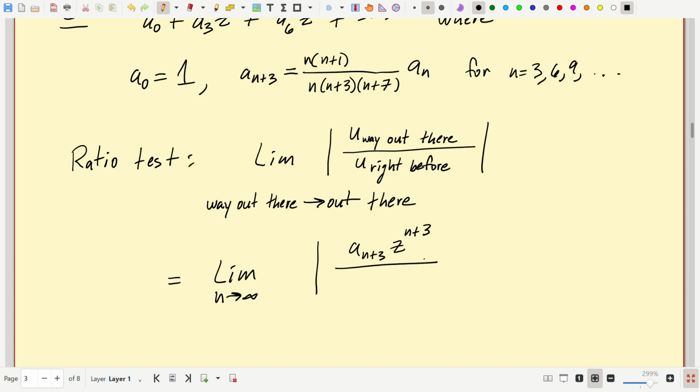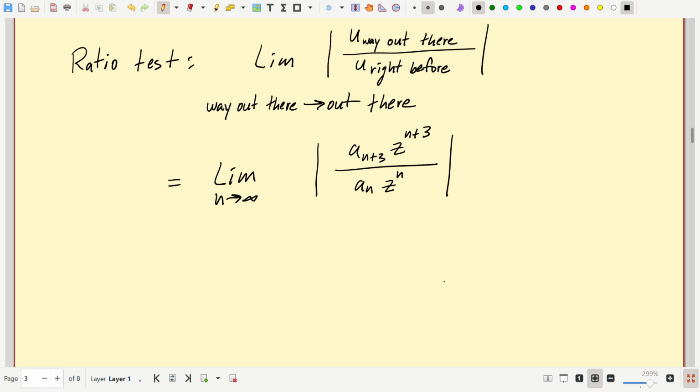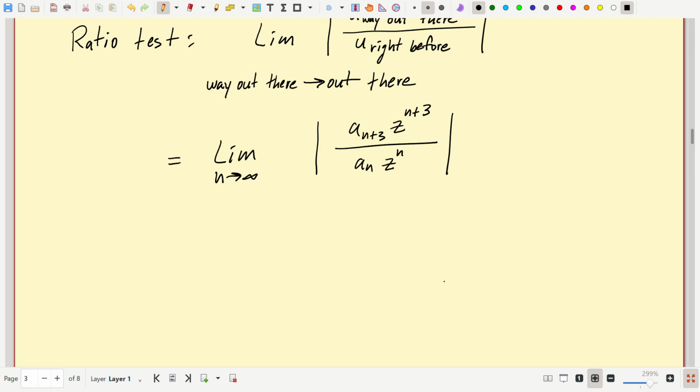Well, the one before it would be given by a_n z^n. And notice if I was trying to use the ratio test for the series without doing this, I'd be dividing by zeros. The one before the a_{n+3} one is 0. So the formula wouldn't make sense from the point of view of the ratio test if I did it with the term that had 1 degree less.